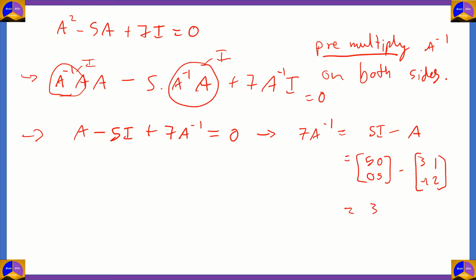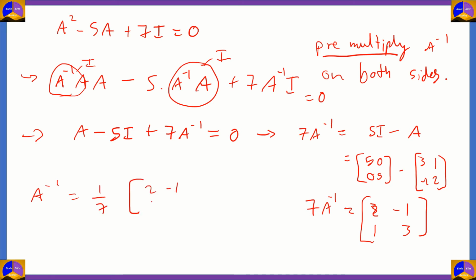5 minus 3 gives you 2. 0 minus 1 gives you minus 1. 0 plus 1 gives you 1. And 5 minus 2 gives you 3. So that is the value of 7a inverse. The value of a inverse is 1 by 7 times the matrix 2, minus 1, 1, and 3. That means it is 2 by 7, minus 1 by 7, 1 by 7, 3 by 7.